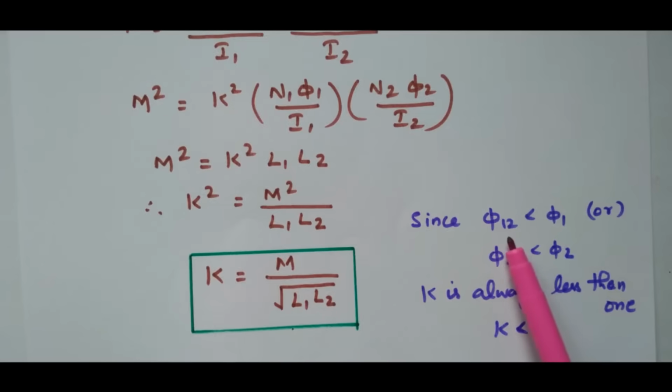Why? This φ12 is less than φ1. The φ1 is linking with φ12, so this value is always less than total flux φ1. Similarly, this value is always less than total flux φ2. So based on that, K is always less than 1. Now we'll see the problem based on this self-inductance, mutual inductance and coefficient of coupling.